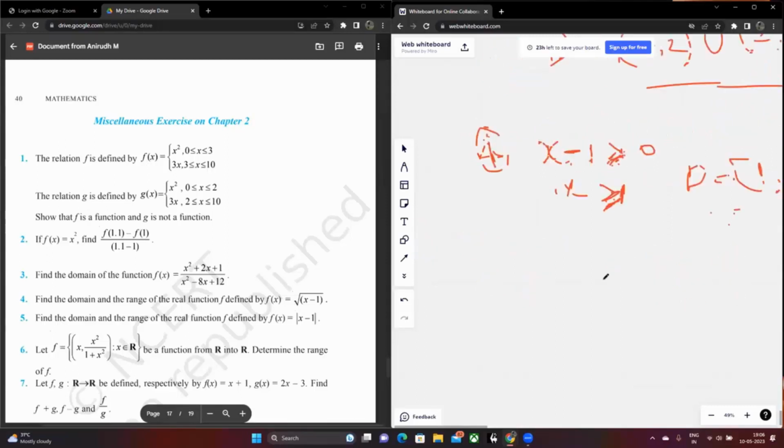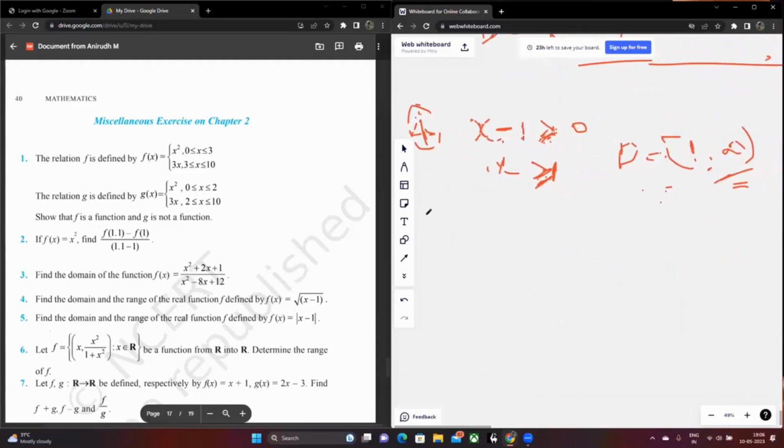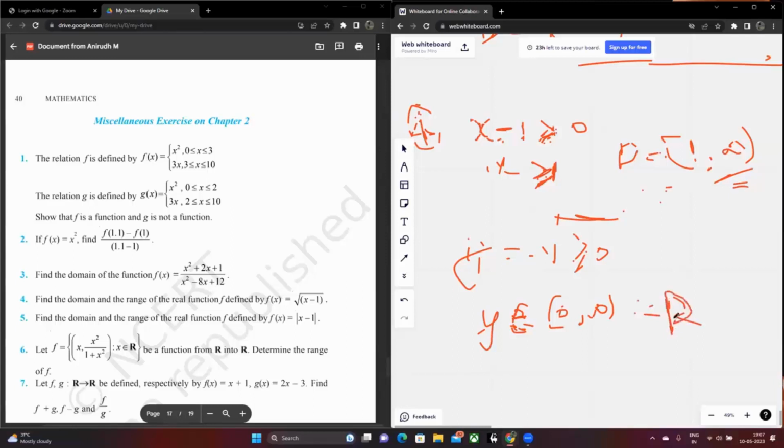That's your domain. And then for the range, you have that y is basically the positive root of x minus 1, and x minus 1 is greater than or equal to 0. So y is a root over something that is greater than or equal to 0. So y belongs to 0 to infinity, and 0 is included, because if x is 1, then this thing is 0, so y is 0. That is the range.